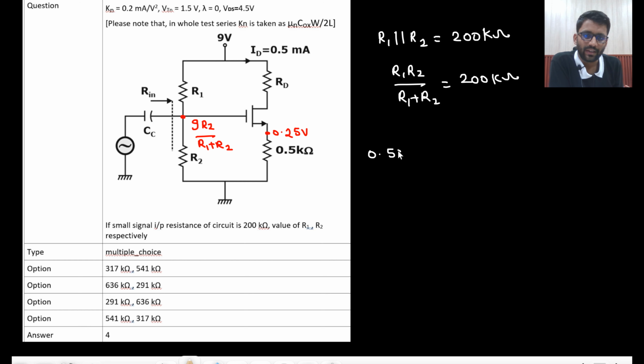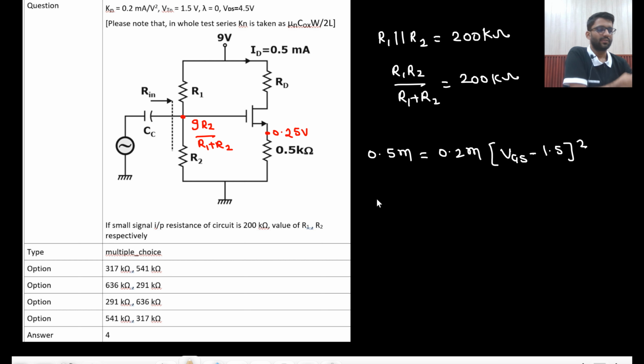So 0.5 milli is equal to mu n CoX W by 2L times VGS minus VT whole square. So 2.5 under root plus 1.5, so that would be 3.08. VGS is 3.08, and that is equal to, sorry, 9 into R2 upon R1 plus R2.